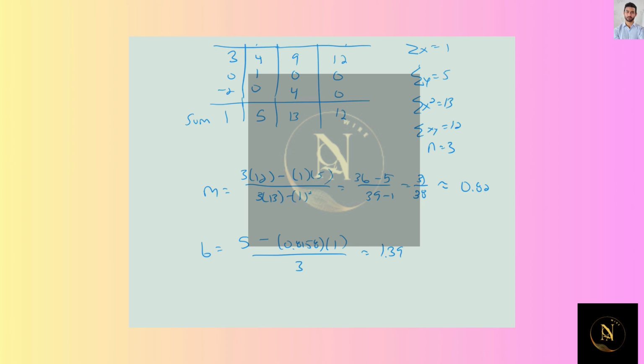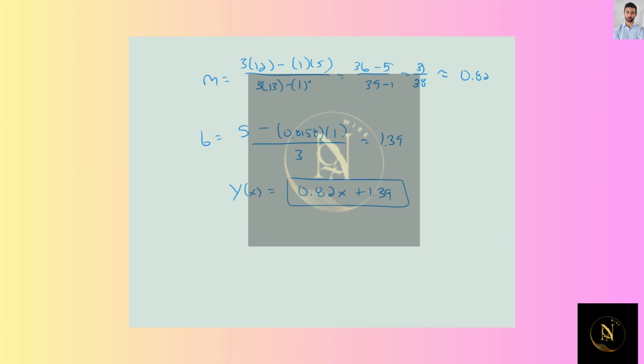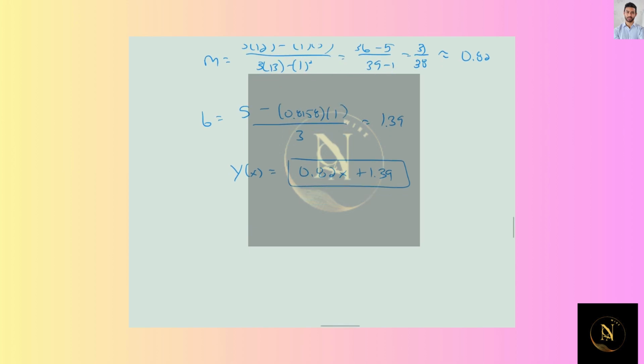So, to 2 decimal places, we get y of x is equal to 0.82x plus 1.39 as our least squares regression line. Now, the formula for the sum of the squares of the errors is the sum of the difference between the y values and the predicted values, squared.